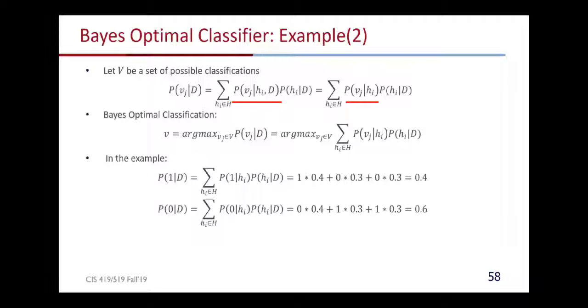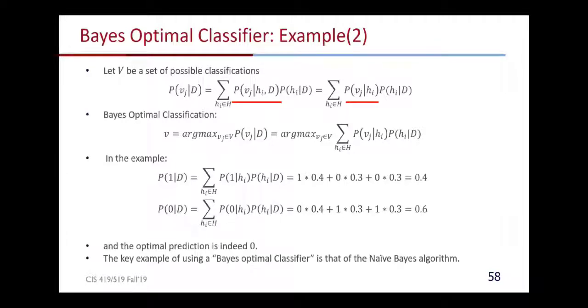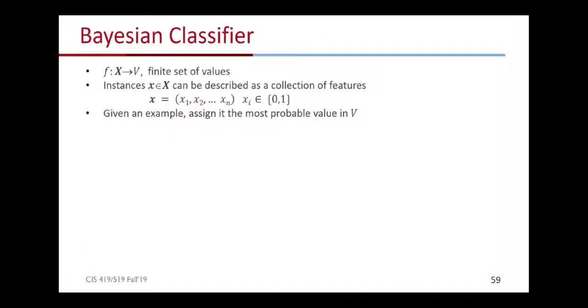So because I did not commit to the Hi, but rather maintained everything all the way, I did make a different prediction. I don't know if it's better or not, but what I did is I was Bayesian with respect to the prediction rather than with respect to the space of hypotheses. And this is called the Bayes optimal classifier. We're going to move in this direction, and one of the key examples of this is a very practical learning algorithm called the naive Bayes algorithm.